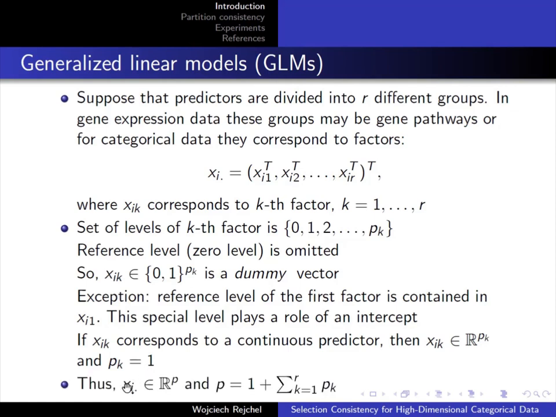Sorry, maybe the last line on this slide. So my vector, every vector of predictors is p-dimensional, where p is 1 plus the sum of pk's. This is because we've got r factors, each of them has pk plus 1 levels. I discard every reference level except the first one. So this is why we've got something like that.